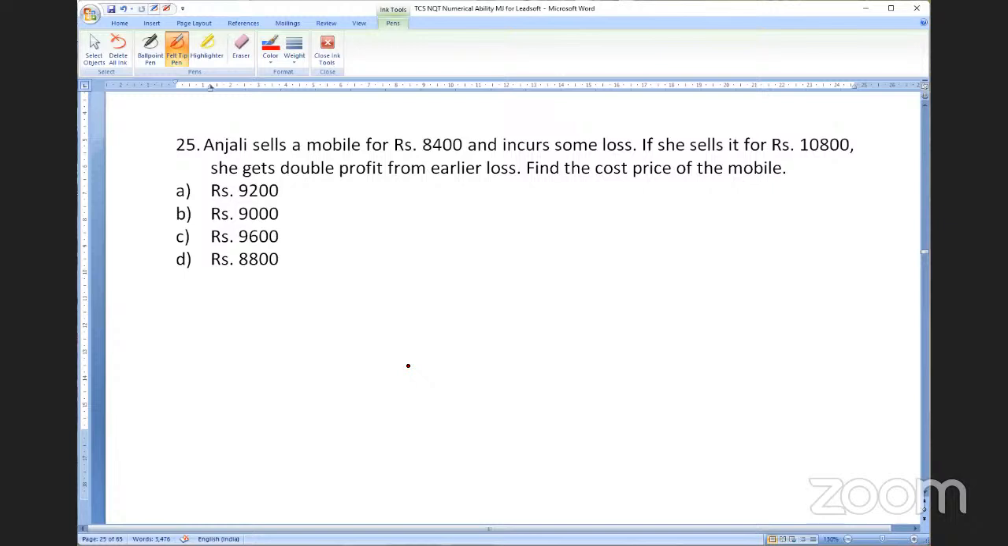Try to read, frame up the equations. Equation बनाने की कोशिश करिए. Try to read between the lines and finish it off in 60 seconds.